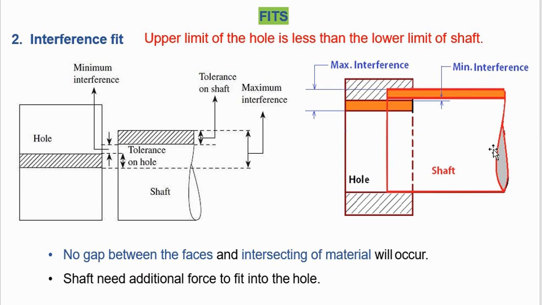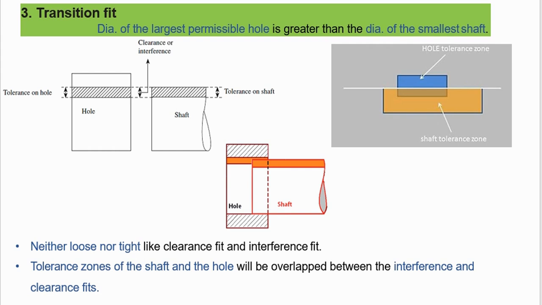This figure is showing the interference fit, where you can clearly see the shaft size is marginally bigger than the hole size. In an interference fit there is no gap between the faces and intersecting material will occur. An example is the gears mounted on the shaft in an automobile gearbox, where the shaft is of marginally bigger size than that of the gear. When the gears are fitted by using keyways, that is an example of interference fit. Next is transition fit, we'll discuss.